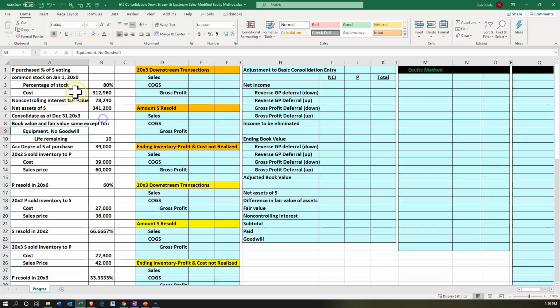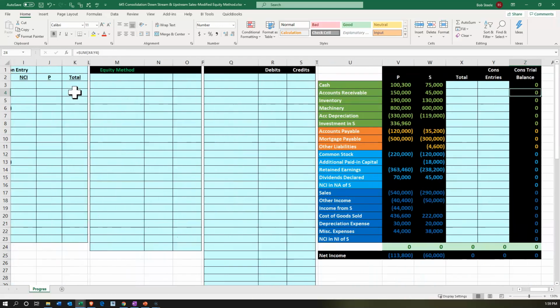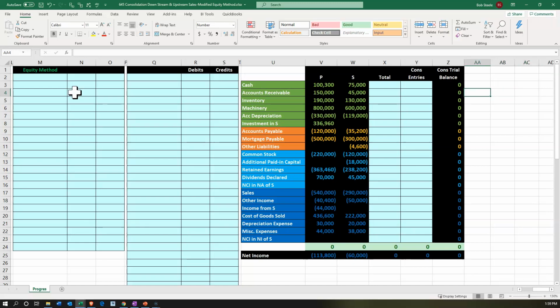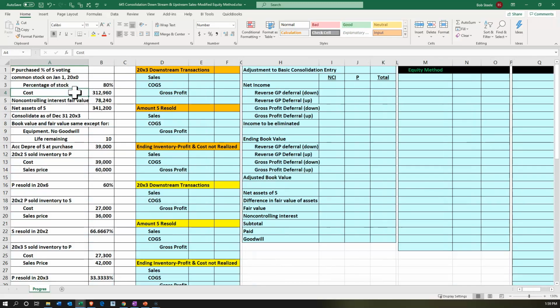Here we are in our Excel worksheet. We've got the information on the left-hand side. We're going to be entering that into the blue area on the right-hand side, where we have various worksheets, and then we're going to have our consolidation worksheet to the right. Let's check out our information.